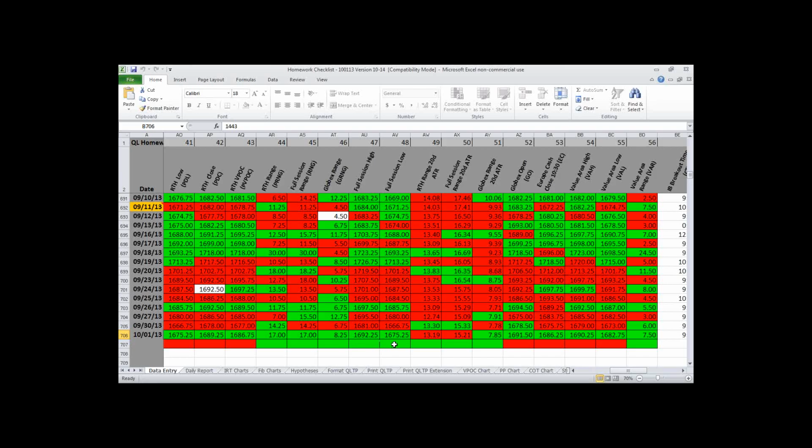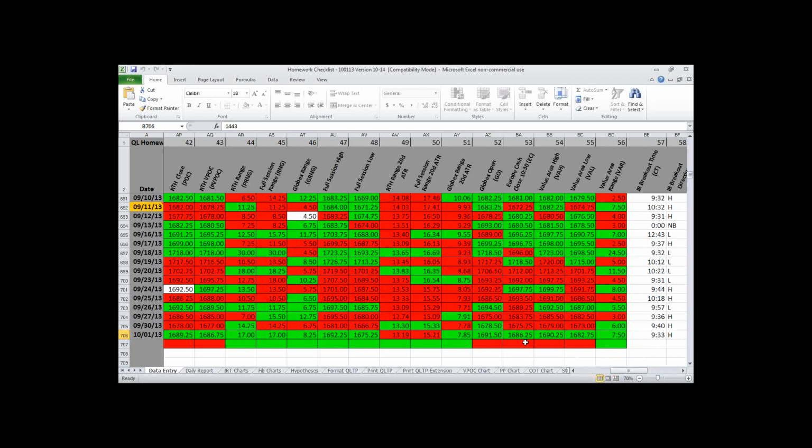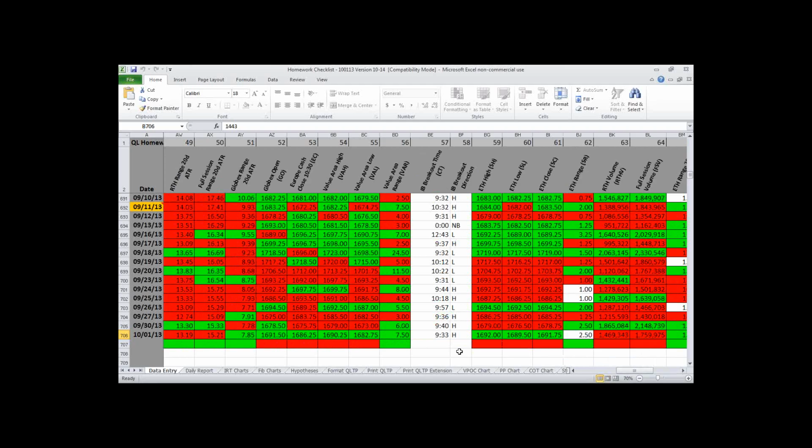Full session low at 1675.25, also put in the RTH. Our 20-day ATRs are running just over 13, just over 15, and just over 7 3/4. Last night we opened the Globex at 1691.50. Our European cash close yesterday morning, 1686.25. Value area high was higher at 1690.25.